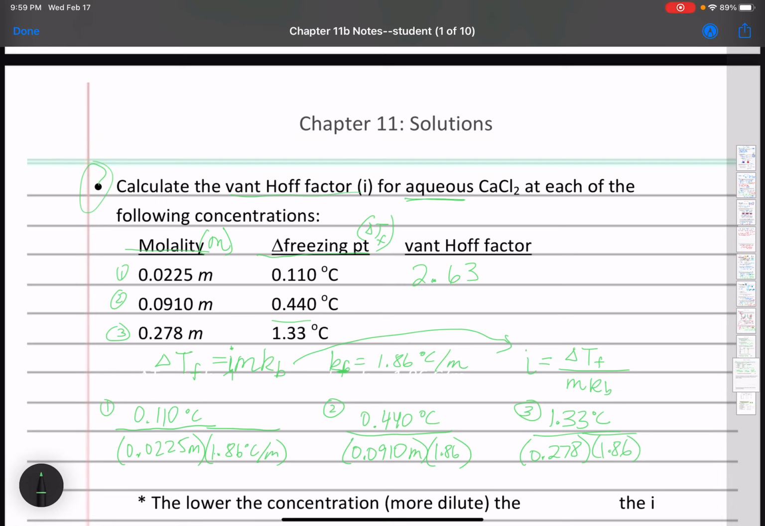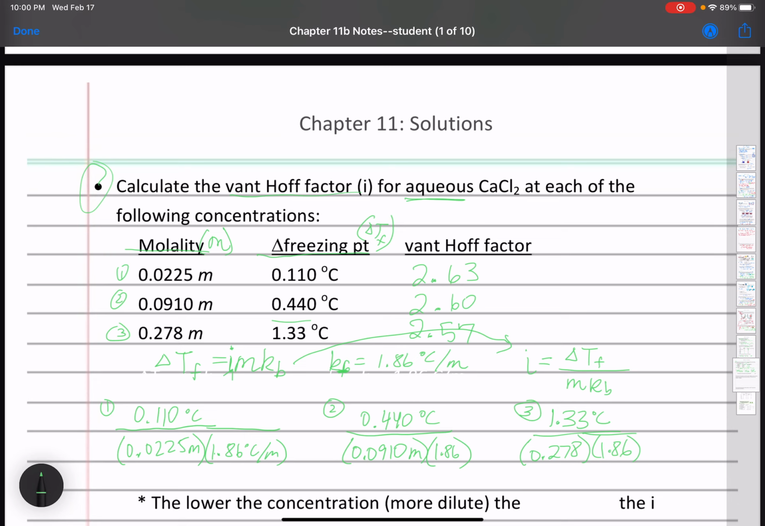And the next one, 0.44 divided by 0.0910 divided by 1.86 equals 2.60. And then the last one, 1.33 divided by 0.278 divided by 1.86 equals 2.57.